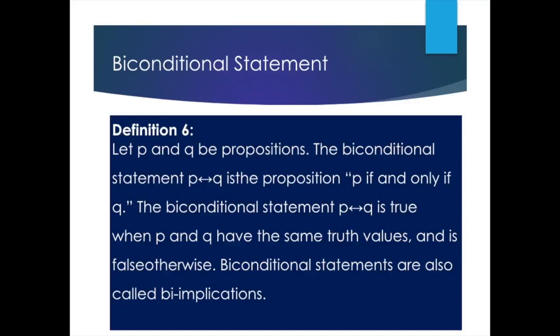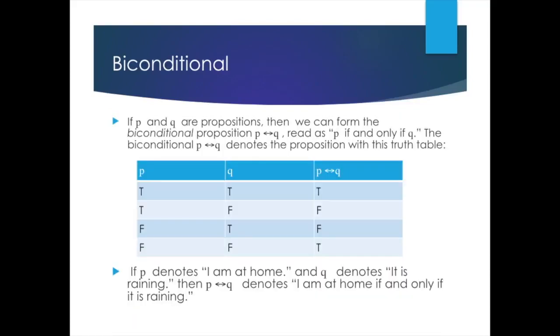Biconditional statements are also called bi-implications, because this means that the hypothesis leads to the conclusion and the conclusion leads to the hypothesis. Let us take an example before we start wondering what this is. If you have P and Q and both are propositions, then we can form a biconditional statement by saying P if and only if Q.